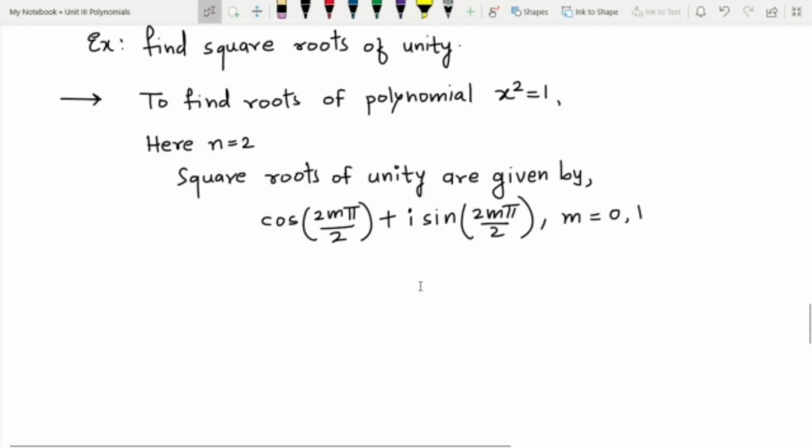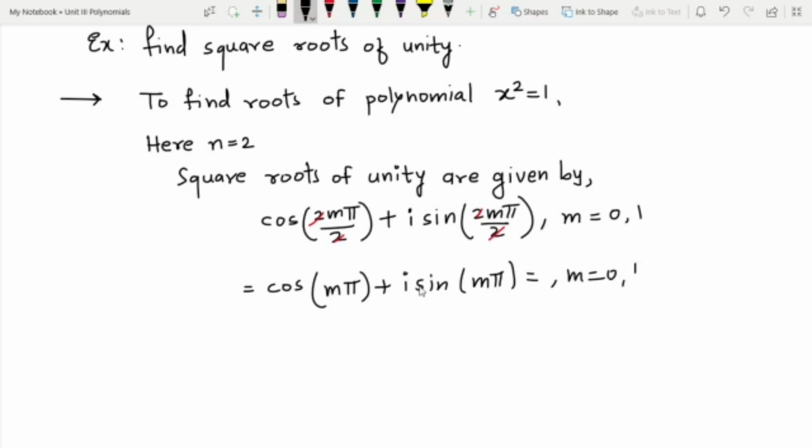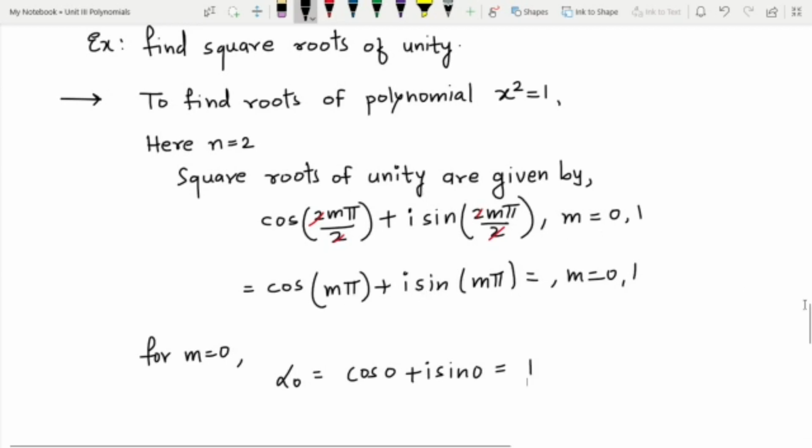So let us see whether we get it with the help of this formula or not. So this 2 and 2 will get cancelled out over here. So this will be equal to cos of m pi plus i sin m pi, where m is equal to 0 and 1. So for m is equal to 0, we will get our first root and we are calling it alpha 0, which is equal to cos 0 plus i sin 0. And what is cos 0? It is 1. And what is sin 0? It is 0. So alpha 0 is 1. So we got one root.